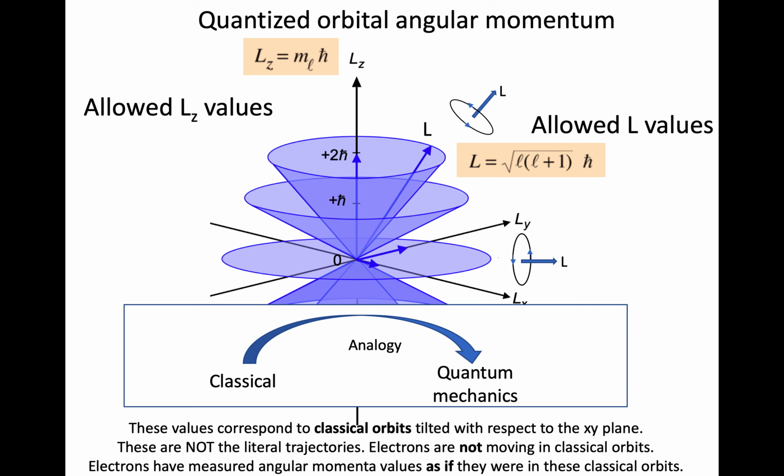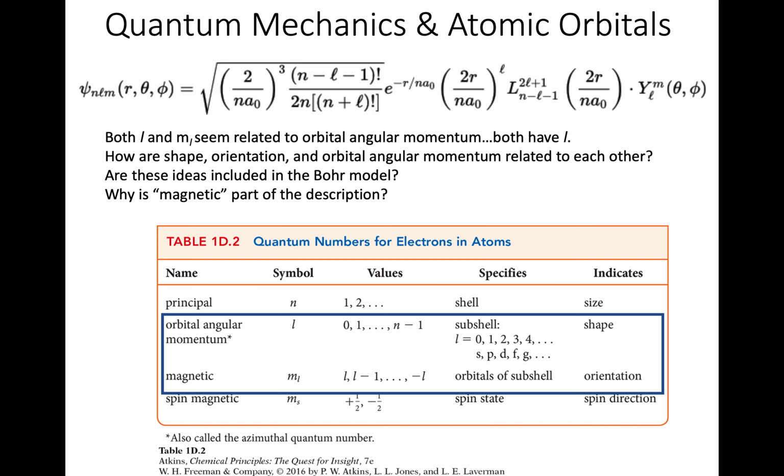We have a classical description for the property. We can draw an analogy to something that is actually quite different, which is the quantum mechanical description. So, to wrap up, we saw that we had 3 quantum numbers involving the Schrodinger equation: n, L, and m sub L. Both L and m sub L seem related to orbital angular momentum. Absolutely, they're describing the magnitude of it or the projection along a particular axis. That's how the shape, orientation, and the orbital angular momentum are all related.